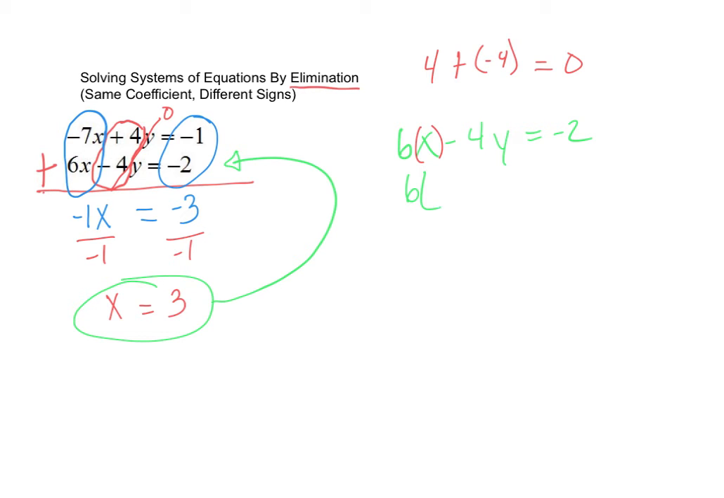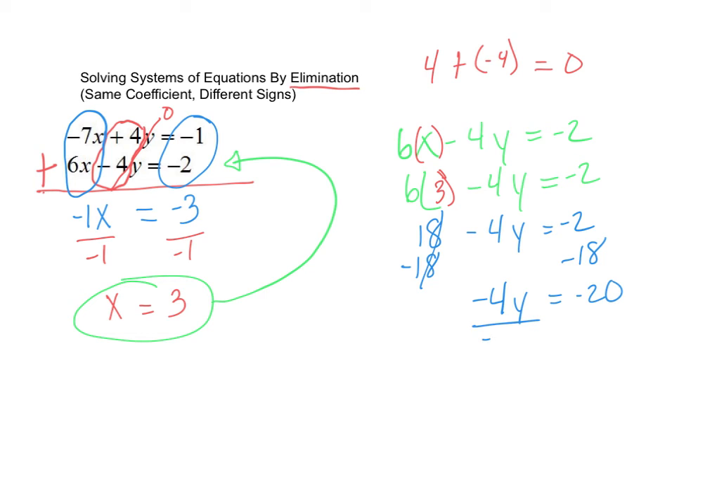So I'm going to have 6 times 3 minus 4y is equal to negative 2. And then you want to solve your equation. So 18 minus 4y equals negative 2, then we're going to subtract 18 because it's positive. So we're going to do the same thing on both sides. We're left with negative 4y is equal to negative 20. Divide both sides by negative 4. So y will equal 5.